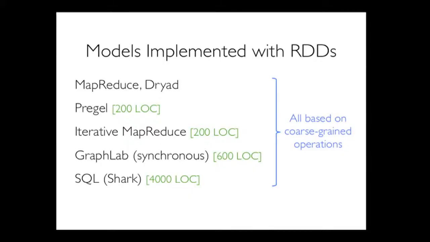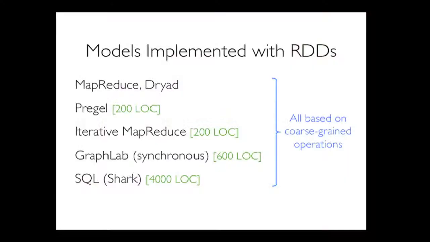Okay. And we've used this to implement other programming models on top as well, to show the generality of it. So we've been able to implement both the more standard MapReduce and Dryad and a bunch of these new things that people have proposed, often in very few lines of code. So we did Pregel, iterative MapReduce, and GraphLab, where we were able to do the synchronous version. GraphLab also supports asynchronous, which is really useful in some cases, but it's less deterministic, so it doesn't fit into this model. But this is still useful for a bunch of stuff.